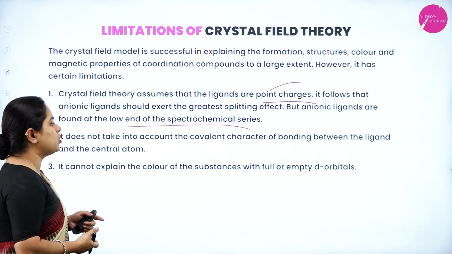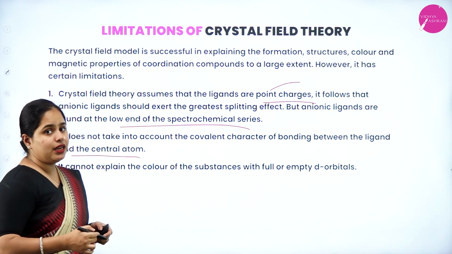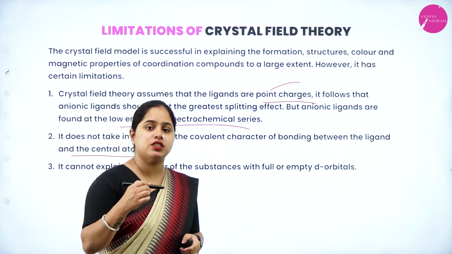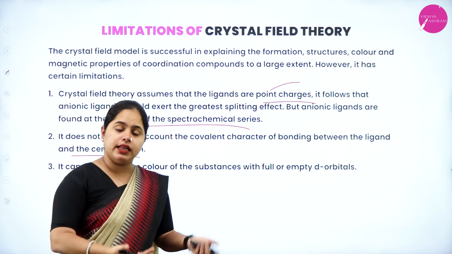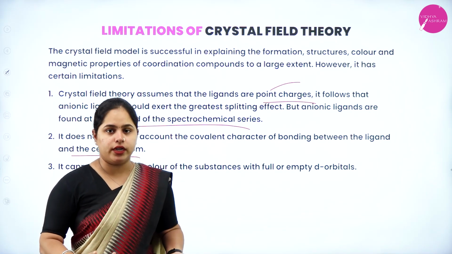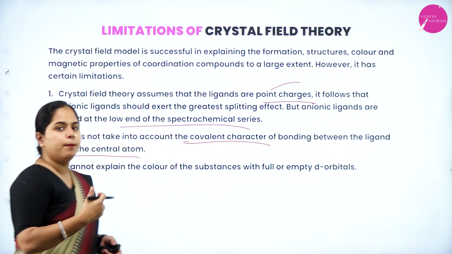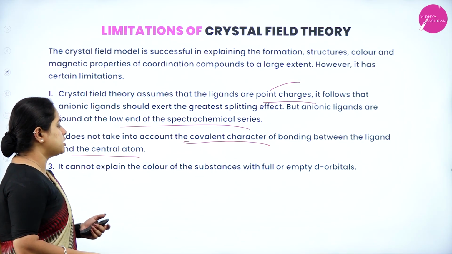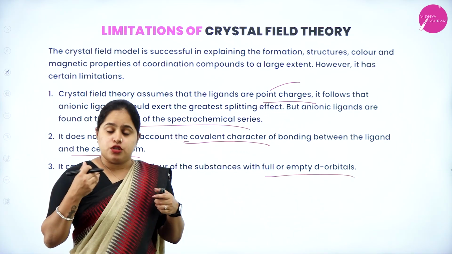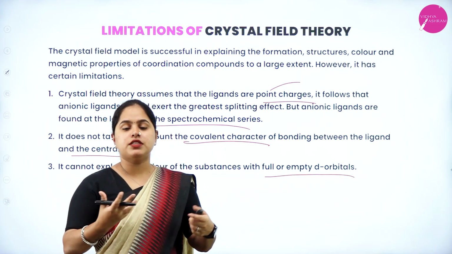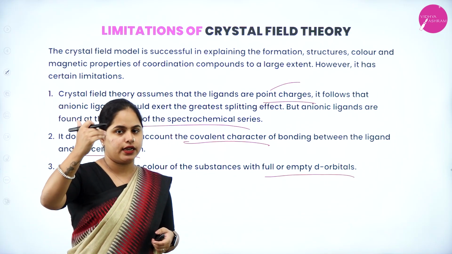Now it does not take into account the covalent character of bonding between the ligand and the central atom. As it is considered a point charge, according to crystal field theory the metal-ligand bond is considered ionic. But there was no discussion of the covalent character of the metal-ligand bond, right? And it could not explain the color of substances with fully filled or empty d orbitals. If there are d electrons, what happens with the absorption of light? The d electrons will move to a higher energy level.